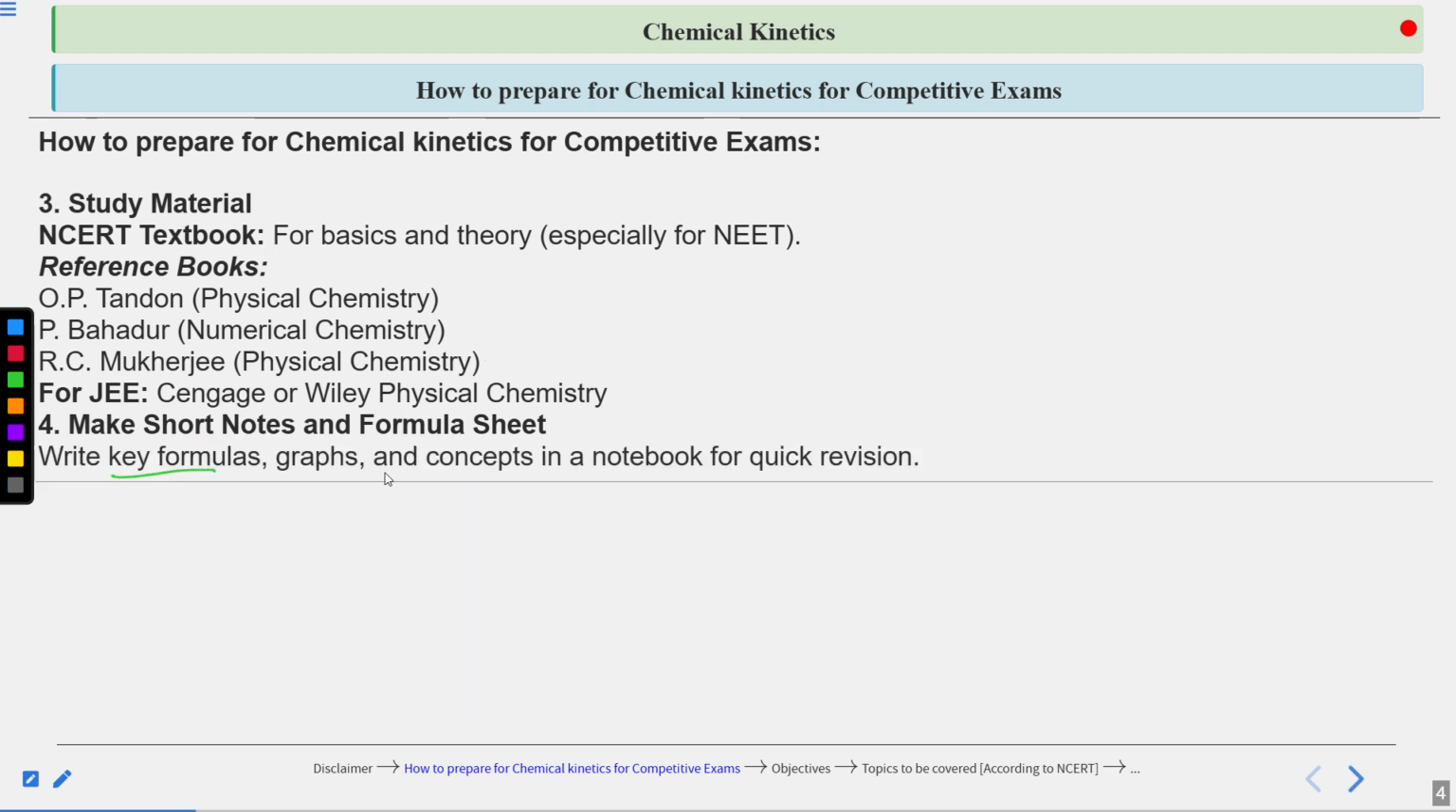Write the key formulas, the graphs, and the concepts in a notebook for quick revision. As I said, for a quick revision, whenever you want to, you can take your notes out and study the key formulas, graphs, and concepts. So that's why we are suggesting that you make short notes and also ready a formula sheet for this particular chapter.